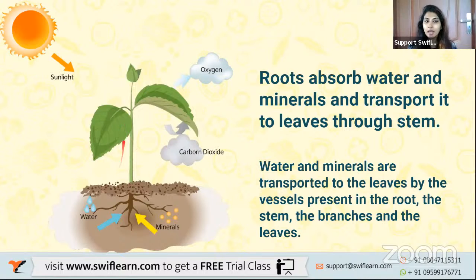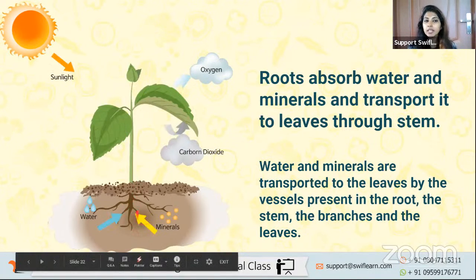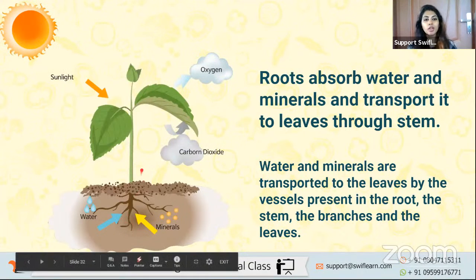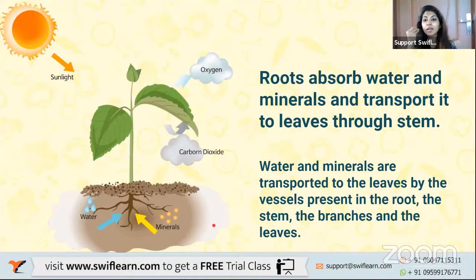So there is this stem and it will be going up. The water and minerals that have been absorbed through suction will be going up through the stem. And then water and minerals are transported to the leaves by the vessels present in the root, the stem, branches, and leaves.